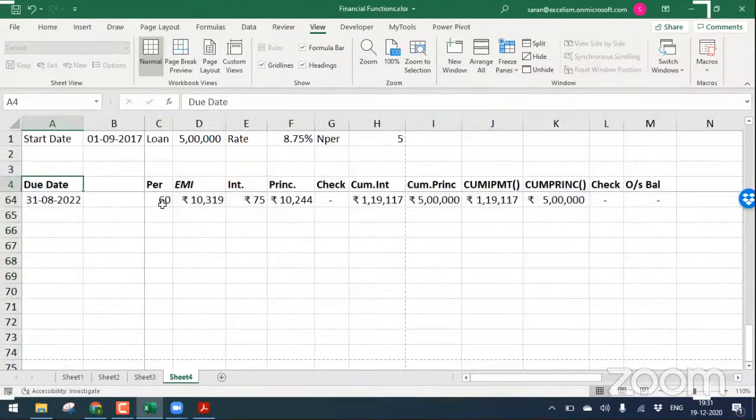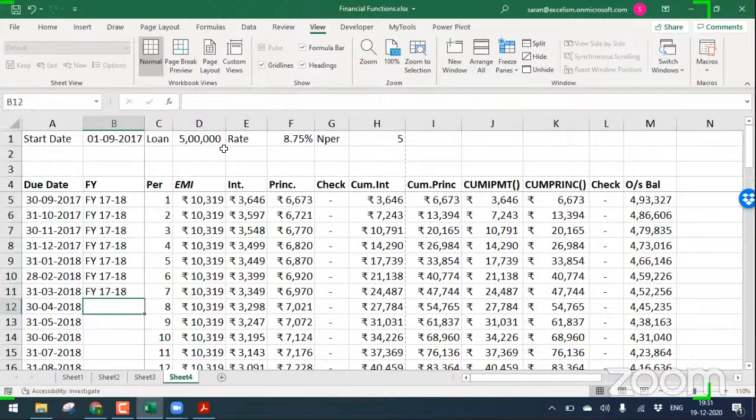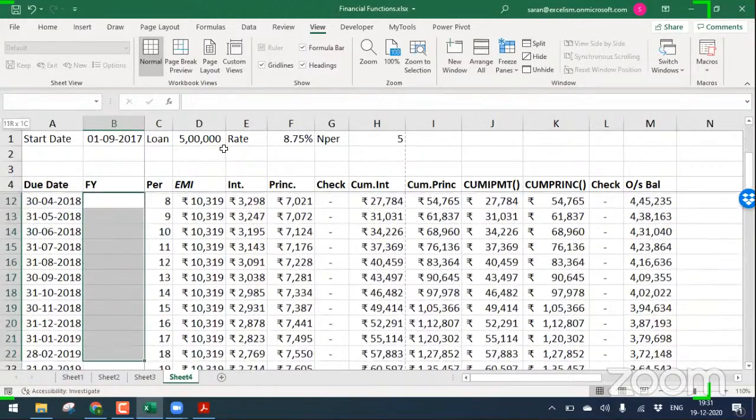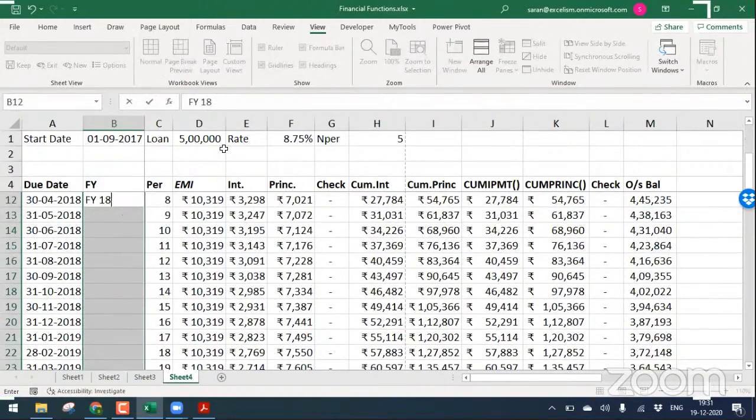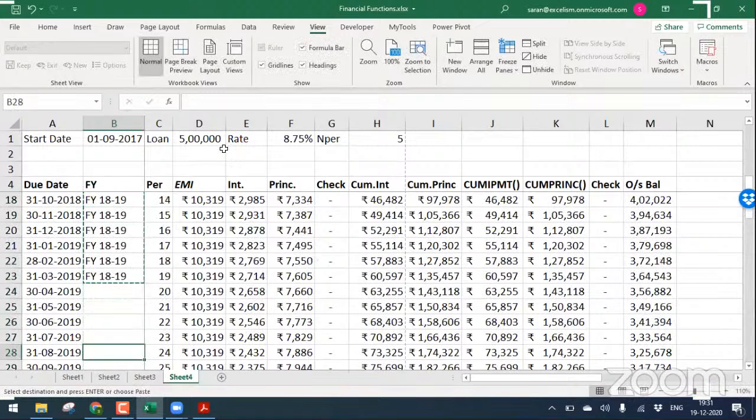So financial year is the function. It's not a function, financial year I want. Can anyone please tell me what is the financial year? This is 17-18. This is financial year 17-18 and so on. Because these all are one after the other, you can easily do it. Till here it is 17-18. For the next 12 months, it's going to be 18-19. Then the next 12 months, it's going to be 19-20.